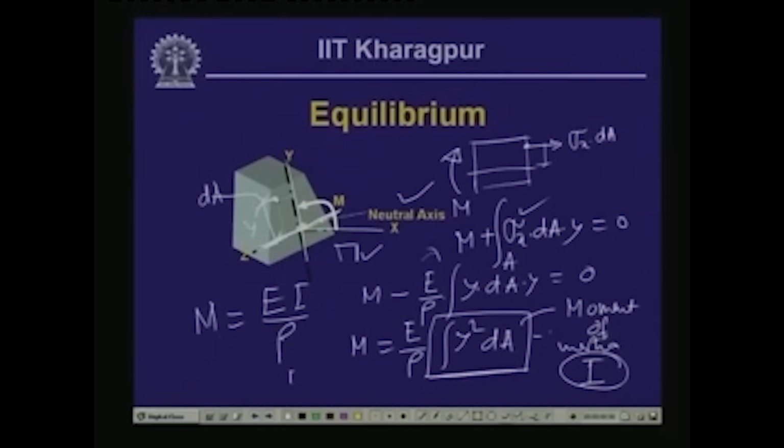Now, we have already observed the relationship between the stress and rho: sigma is equal to minus E y by rho. So, from this we can say that sigma by y is equal to E by rho.